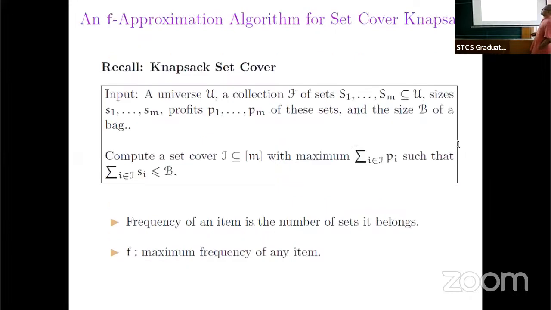So let me present something of a different flavor. Till now, our base problems were polynomial solvable. Now our base problem is a hard problem, which is set cover. Let's recall the classical set cover input: I have a universe and a collection of sets S1 to Sn, and I need to pick a set cover. Each set has a size or cost. Now in the knapsack version, I have profits also, P1 to Pm, and the goal remains as usual. You maximize profits subject to bag size, but your solution should be a set cover.